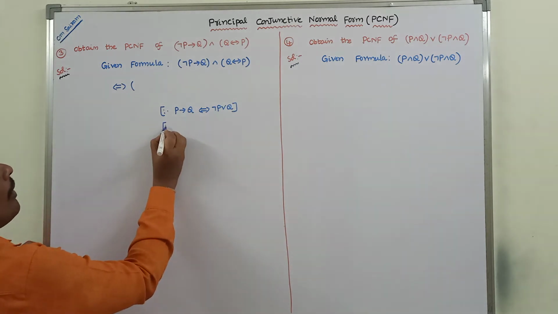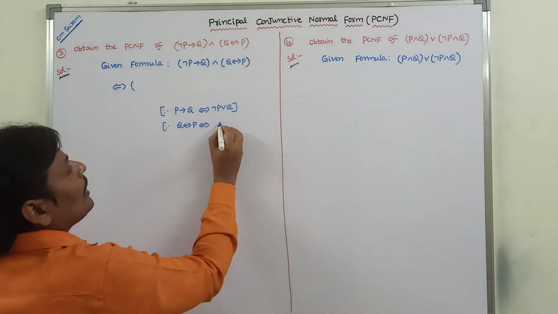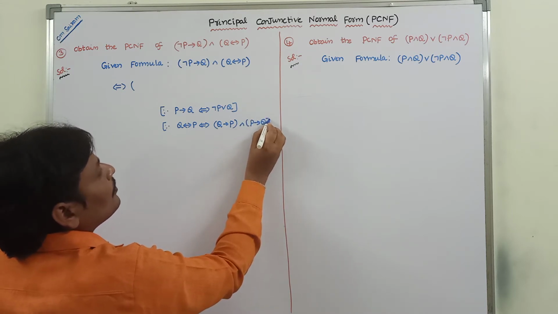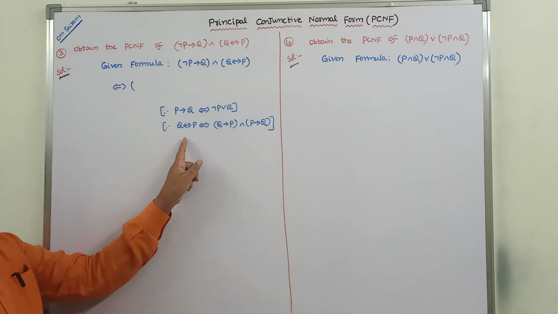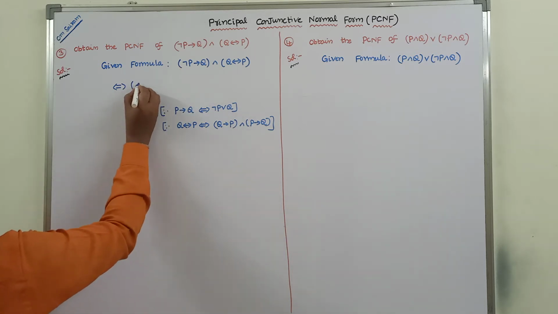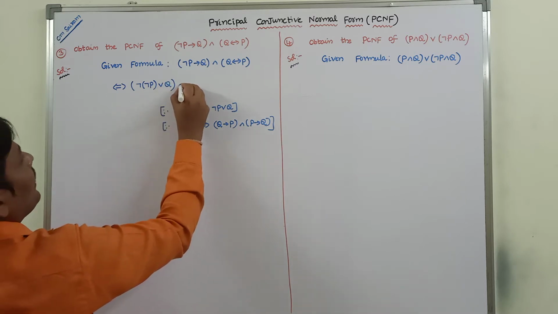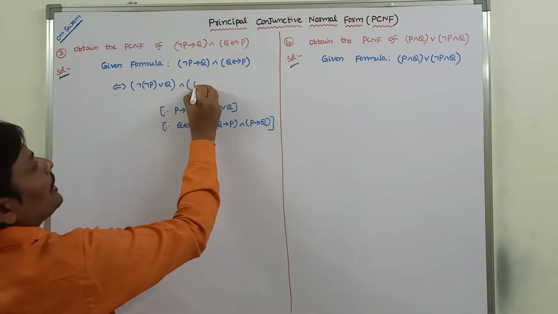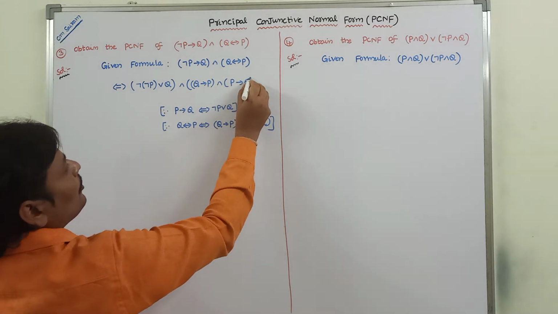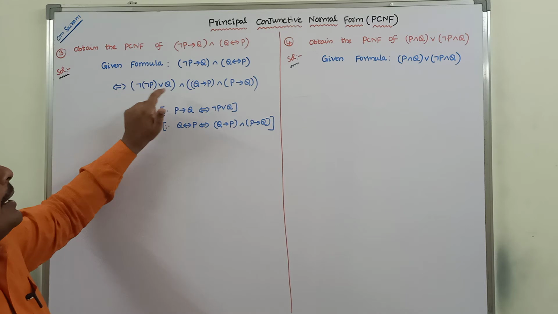Another formula: Q biconditional P can be written as Q conditional P and P conditional Q. By using these formulas, we write the given formula as negation of negation P or Q, and here Q biconditional P can be written as Q conditional P and P conditional Q. By using these 2 formulas, the given formula can be converted into this one.